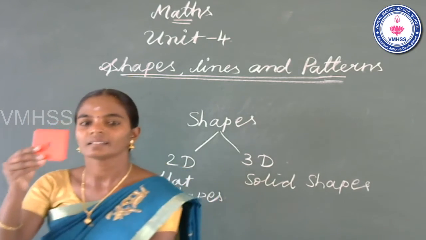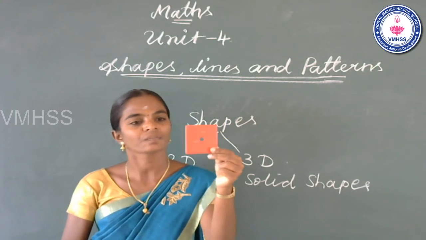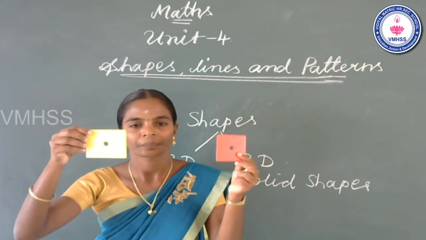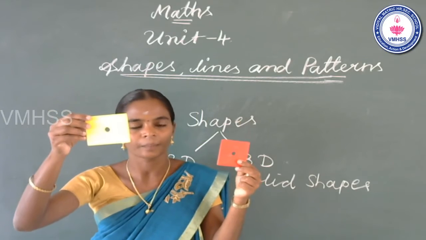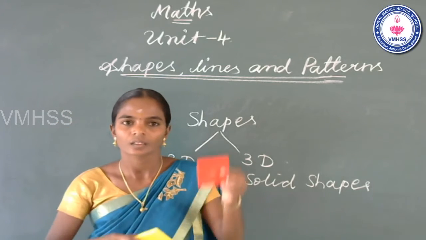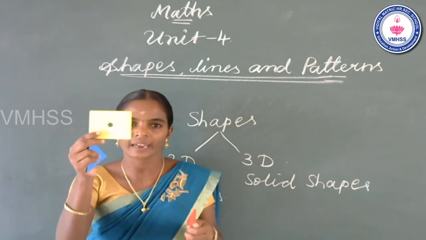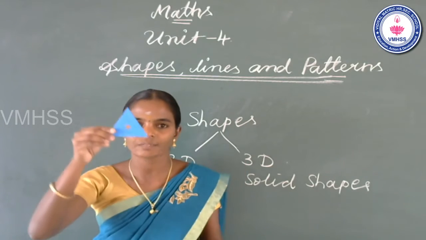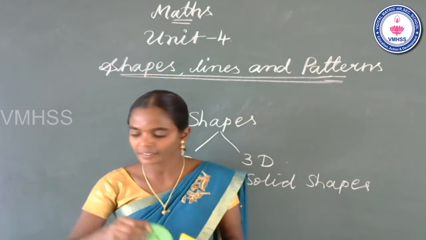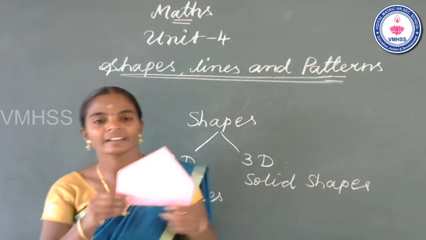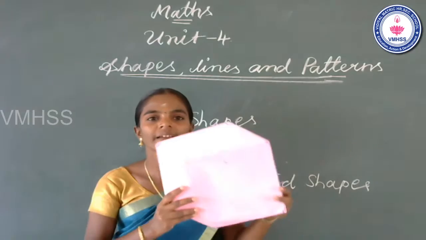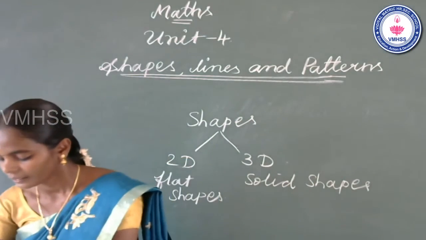Listen here. Children, what is this shape? This shape, square. Next shape, this shape, rectangle. Next shape, we see the triangle shape. What is this shape? Square. This shape, rectangle. Next shape, this shape, triangle. Next one, this shape, circle. Next shape, we see the pentagon. This shape, pentagon. Next shape, this shape, hexagon. Children, there are six shapes.